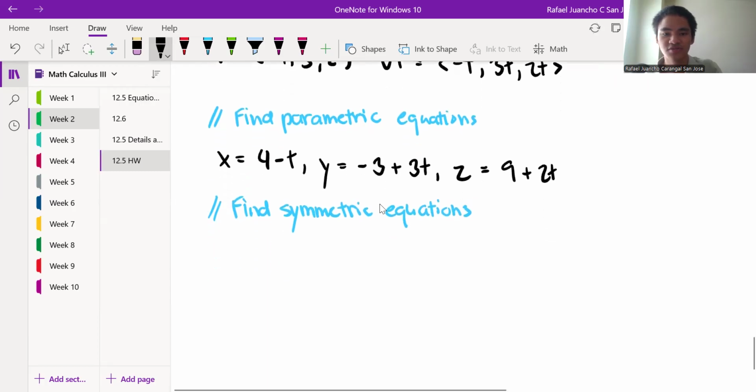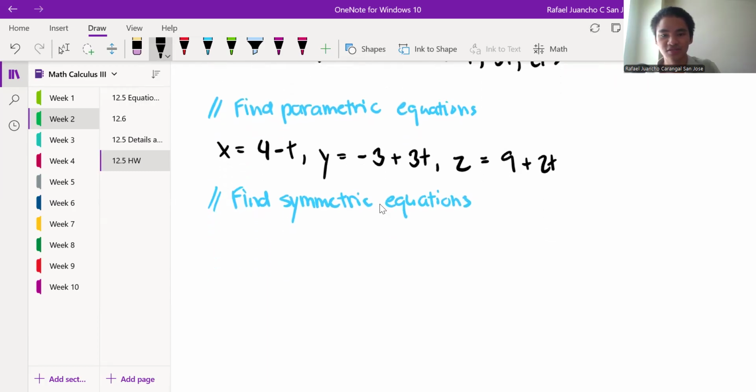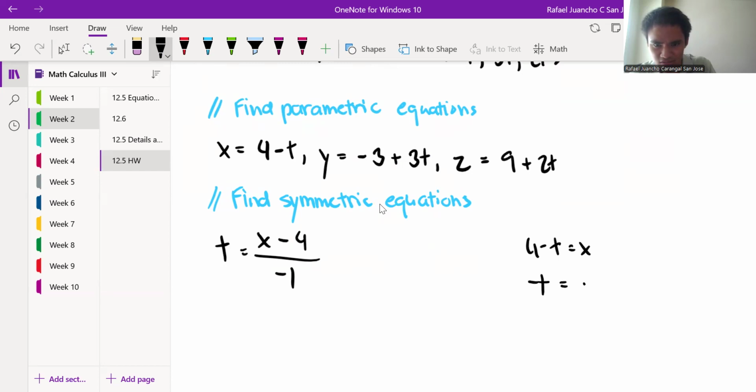Right? So for our symmetric equations, we're just going to isolate t. Actually, we can just plug in what we know. We don't even have to isolate it. So we have x minus 4 over negative 1. Easy. Let's see if we could have gotten that by isolating t. So this is x minus 4. T is just x minus 4 over negative 1, or just 4 minus x. I'm going to keep it there just in case.